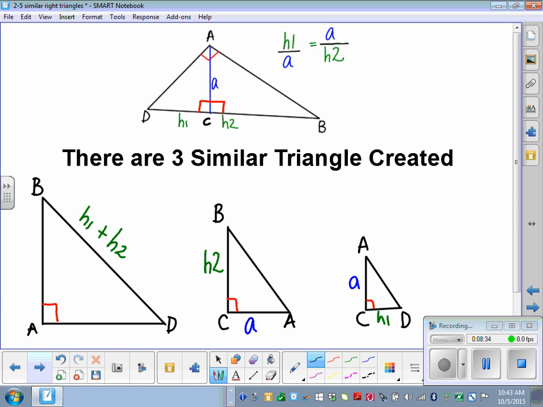Okay, now look at our medium-sized triangle. That's this one right here. Our A is our short side, right? Our A is our short side of that medium triangle. So H2 must be the long side. And then across from the 90-degree angle would be right there, and that's our hypotenuse.